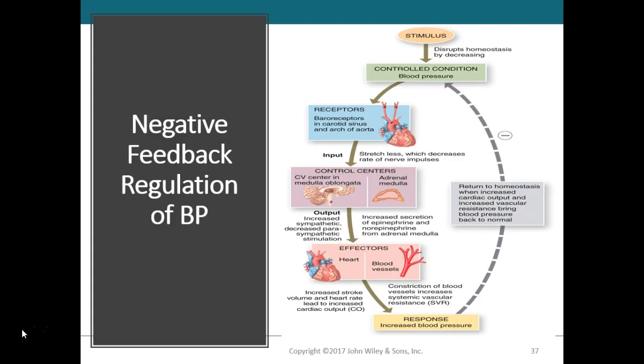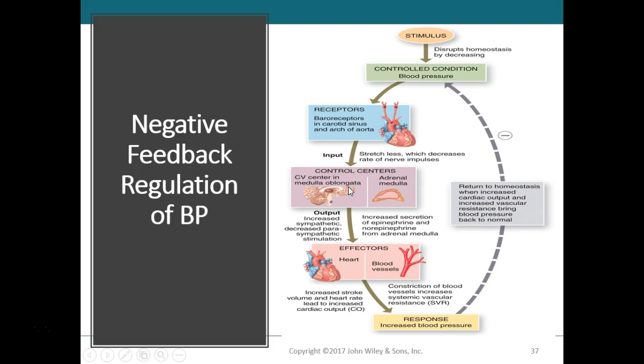Here we have a negative feedback regulation of blood pressure, taking us back to that cardiovascular vasomotor center and also using the baroreceptors that we talked about. So the stimulus is homeostasis has been disrupted by decreasing blood pressure, which was our controlled condition. So the baroreceptors in the carotid sinus and in the aorta received less stretch. So that means they decrease the rate of the nerve impulses that are sent to the control center in the cardiovascular center of the medulla oblongata.